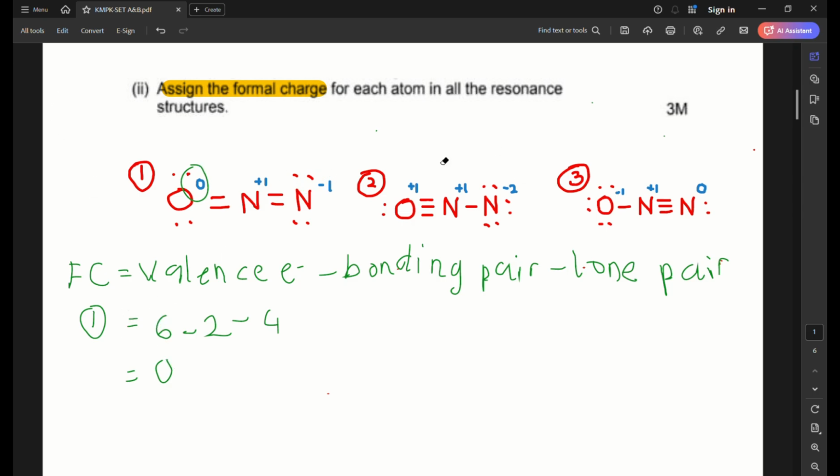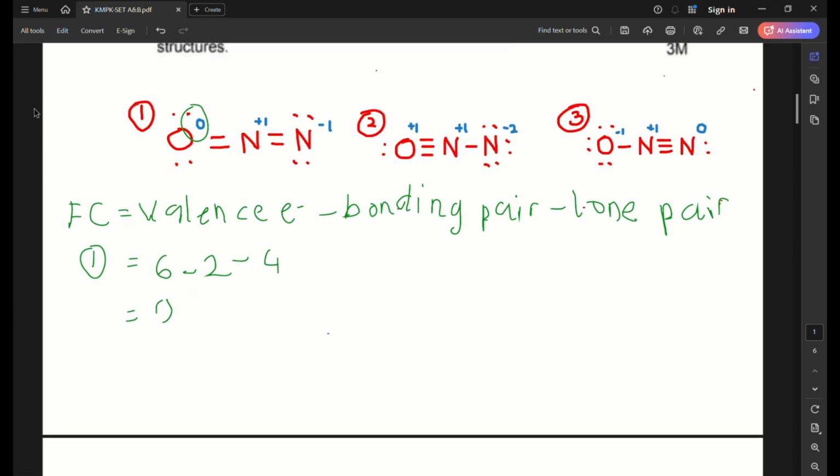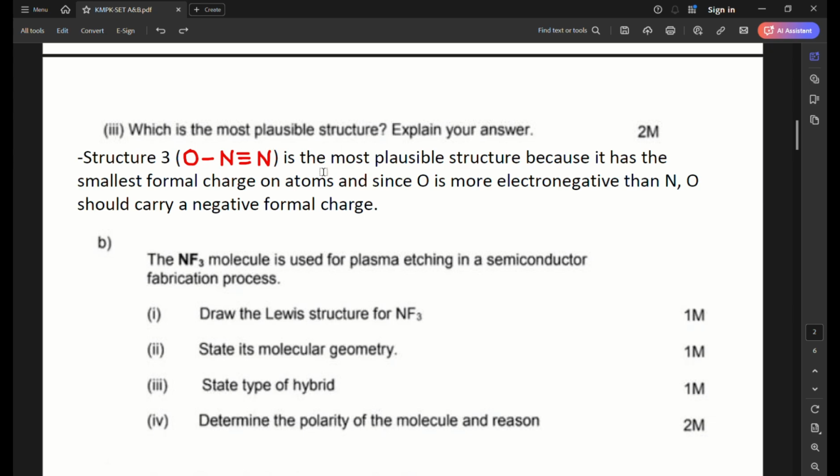For example, you want to calculate for the nitrogen, specifically this nitrogen. Nitrogen has 5 valence electrons, minus there are 4 lines, so minus 4. As you can see here, there are no lone pairs, so minus 0. So 5 minus 4 is plus 1, hence the formal charge is 1. And basically that's what you do for all of the possible Lewis structures. Alright, moving on to the next question.